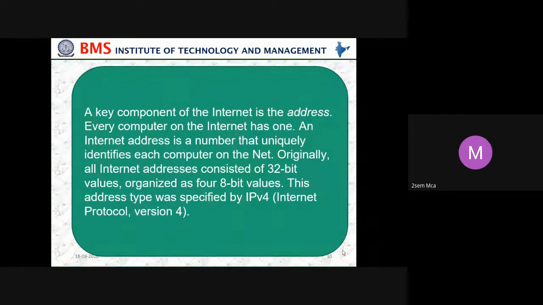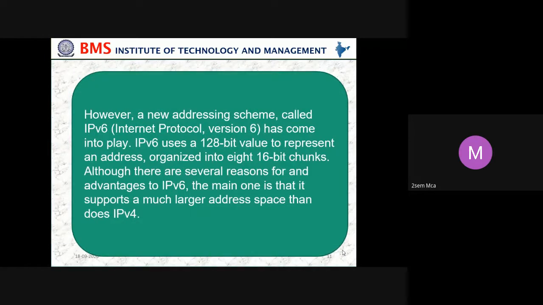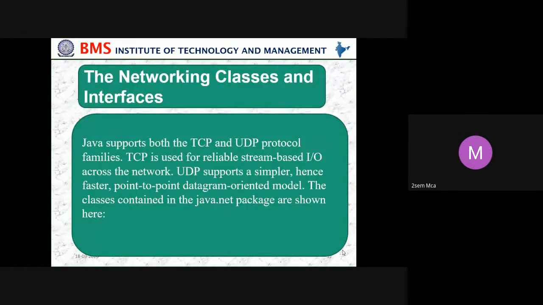But for all these, the key component is an internet address. Earlier we had IPv4, which took only 32 bits, whereas in IPv6 a larger address space can be included. That's the reason IPv6 has 128 bits. That's the difference between IPv4 and IPv6. Along with that, Java supports both the TCP and UDP families, and all these are present in the java.net package.